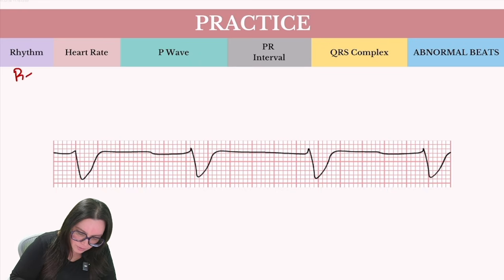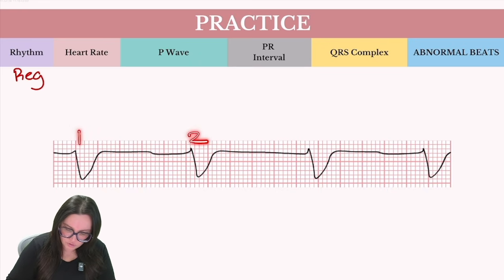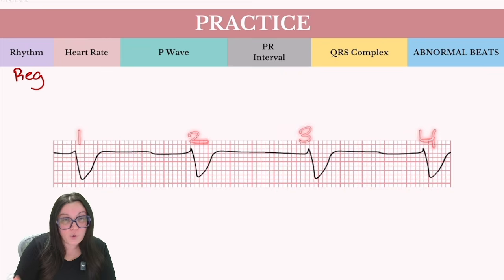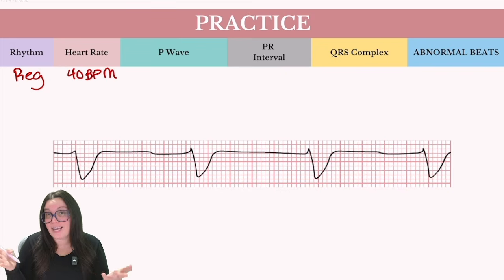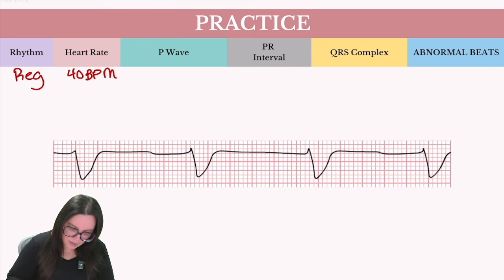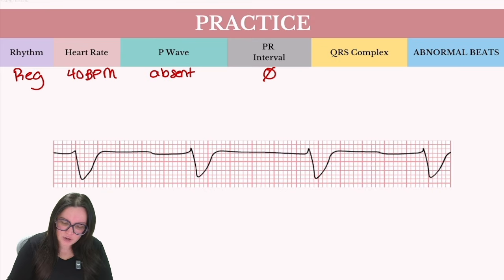So we're going to call this rhythm regular. If I was to count our heart rate, I have approximately 1, 2, 3, 4-ish QRS complexes, making it approximately 40 beats per minute. I don't see any atrial activity taking place here, right? Because we have these flat lines before each QRS complex. So we can say that our P wave is absent, which means that we're not going to have a PRI interval.